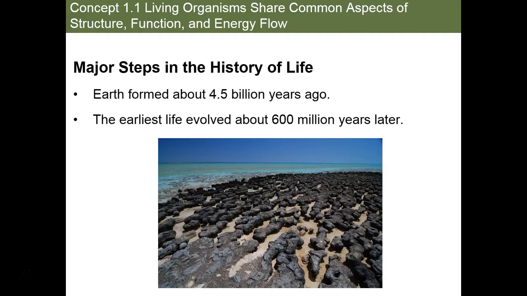The next few slides are going to discuss the history of early life, how life was able to develop on Earth. The Earth developed about 4.5 billion years ago. However, life didn't develop until 600 million years later. So what changed? What made the Earth habitable for life?